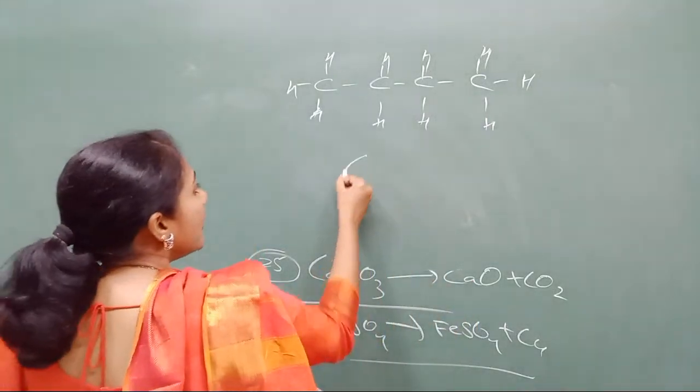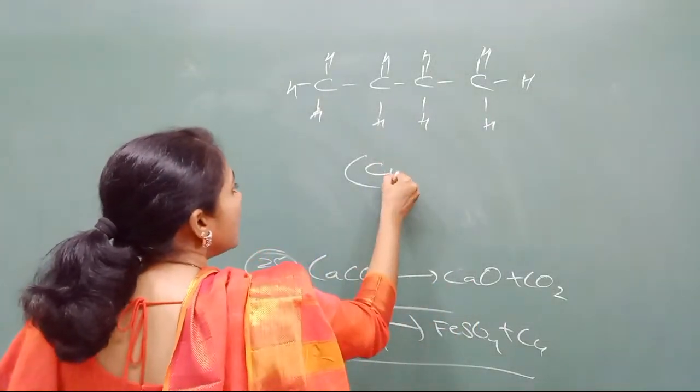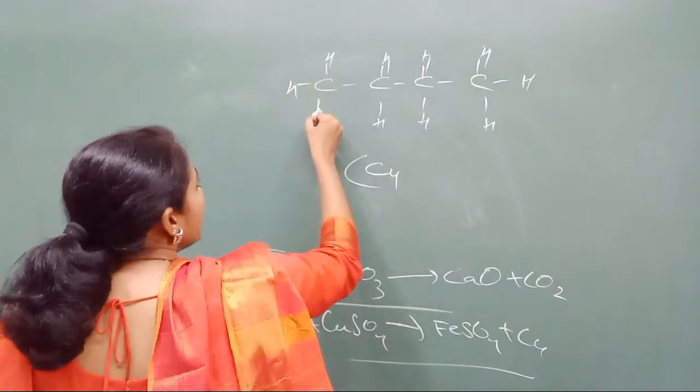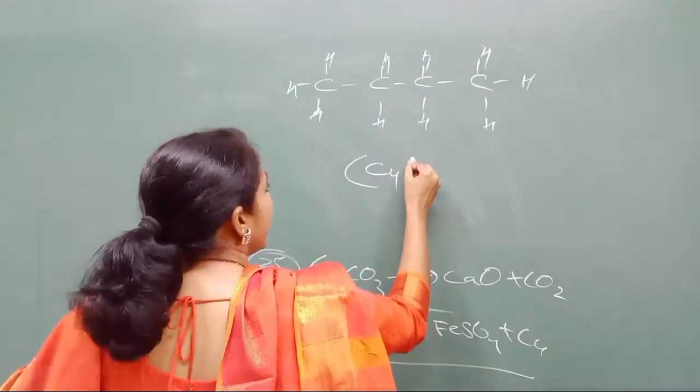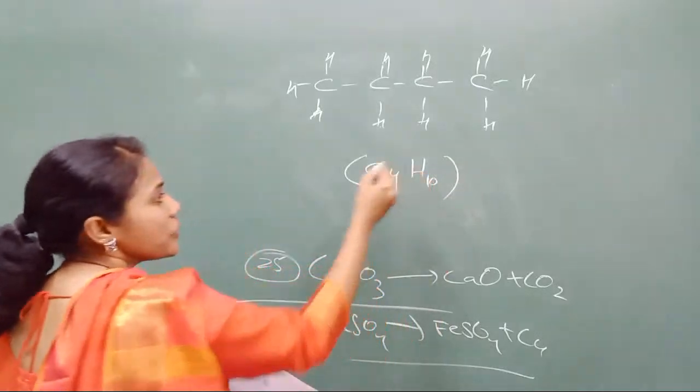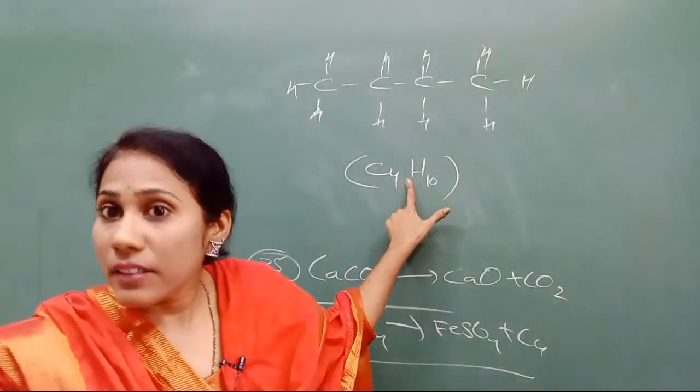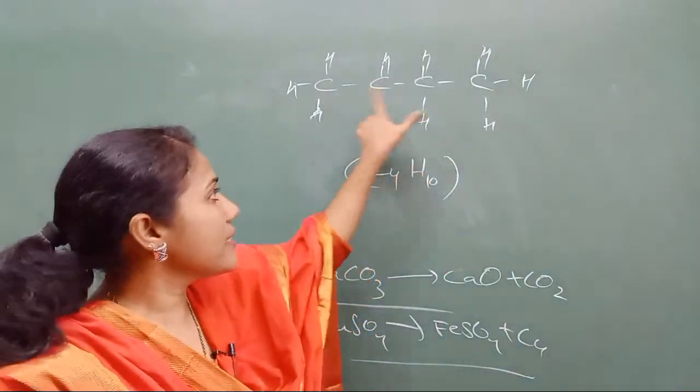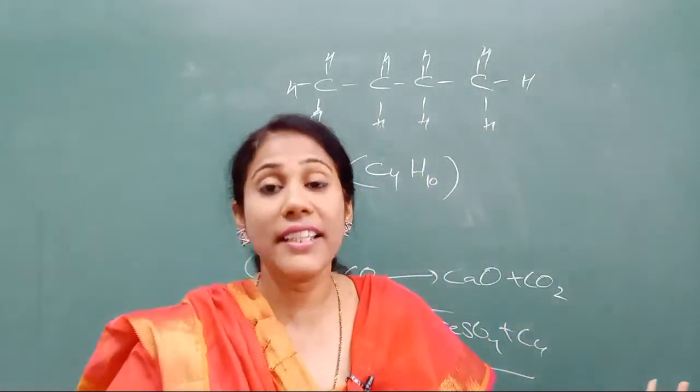And what is the molecular formula? Carbon atoms how many? 4. Hydrogen atoms 1, 2, 3, 4, 5, 6, 7, 8, 9, 10. Okay. So C4H10 is the molecular formula and this is the structural formula. Such an easy question.